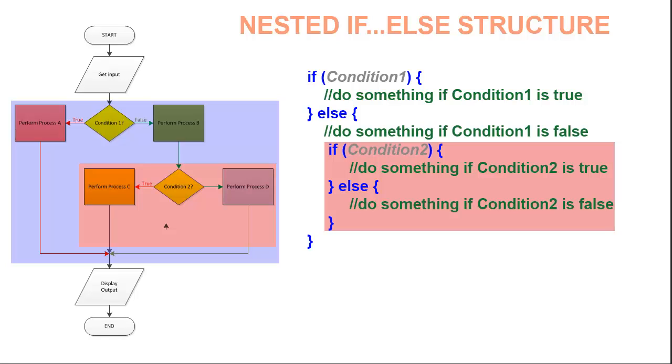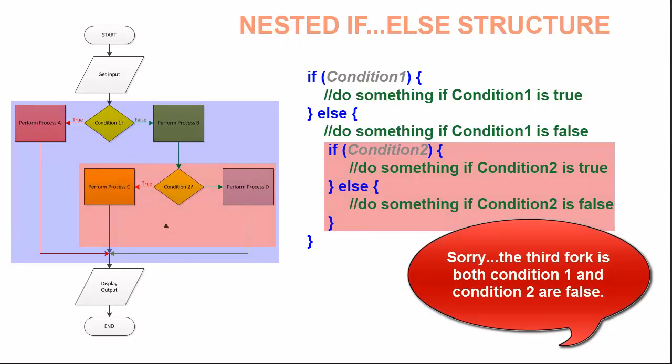If condition 1 is true, that's one fork. But if condition 1 is false and condition 2 is true, that's a second fork. And then the final fork is condition 1 is false and condition 2 is false.